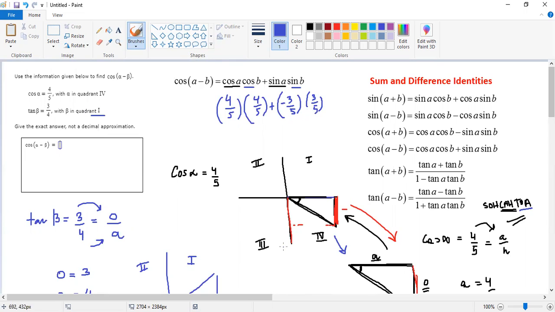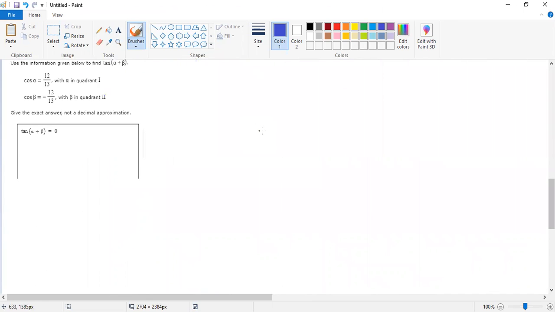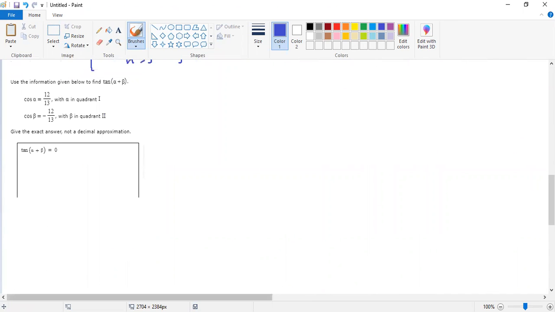If we plug this into a calculator, we should get 7/25, because we'd have 16/25 here, and then minus 9/25 here. That just gives us 7/25, which is our answer. So that is for the first question. Now moving on to the second question. It is essentially the same exact steps.